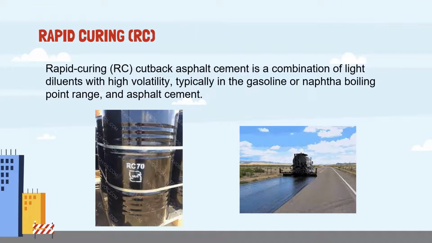Next is the rapid curing RC. Rapid curing RC cutback asphalt cement is a combination of light diluent with high volatility, typically in the gasoline or naphtha boiling point range, and asphalt cement. The RC grades are designed to react quickly and are primarily used in spray applications, such as bond tack coats, aggregate chip seals, and sand seals, granular priming, and similar surface treatment. That is the common use of rapid curing or RC.